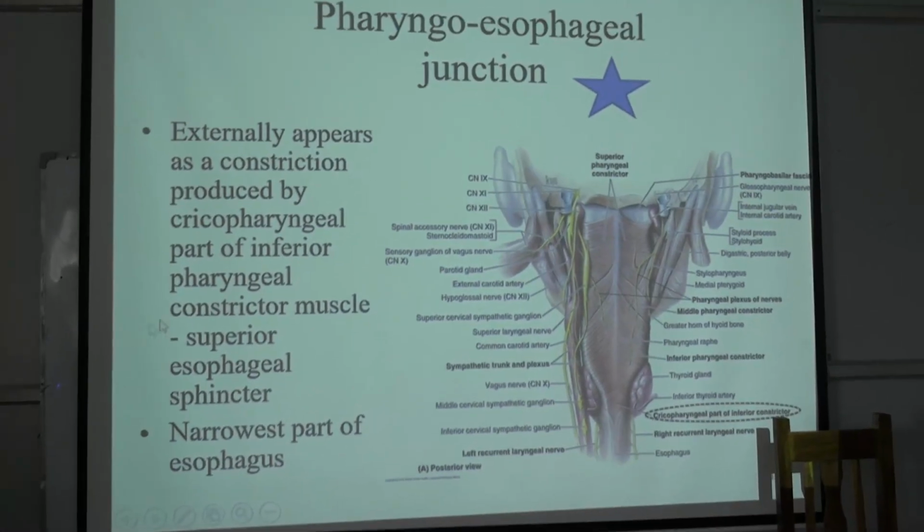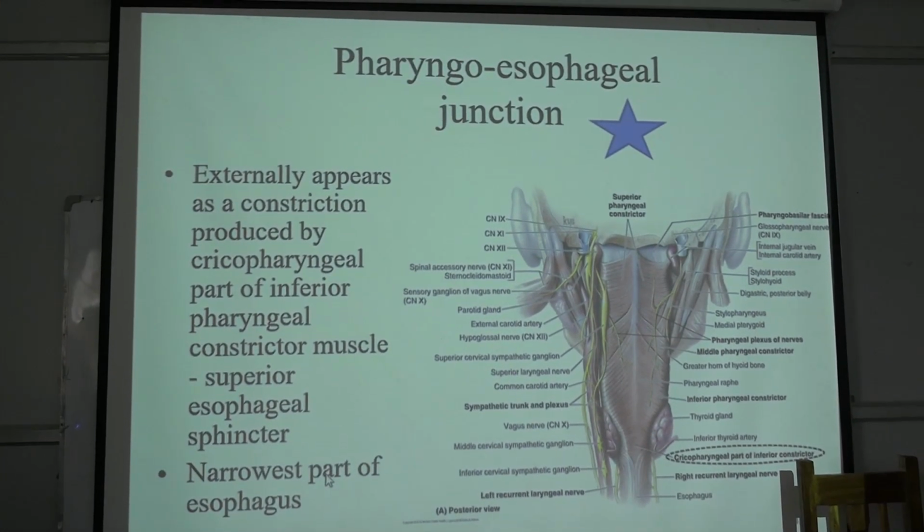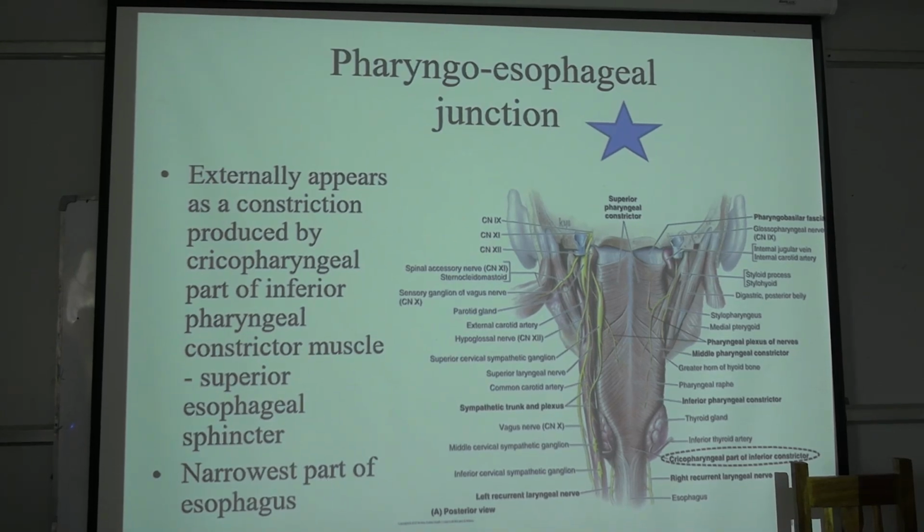The inferior constrictor muscle has a fiber, which we call the cricopharyngeal part of the inferior constrictor, which wraps around here. So this cricopharyngeal part wraps around this junction point, the pharynx and esophageal junction, and makes this particular opening narrow. So this is the narrowest point of the esophagus; you have to know this, and why it is narrow.